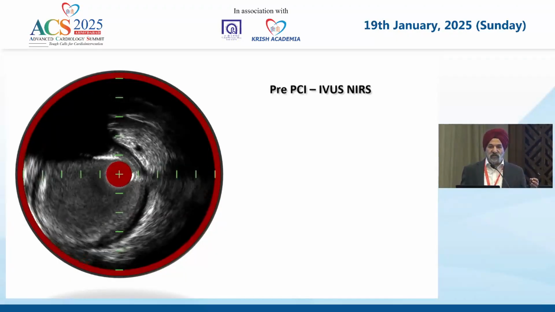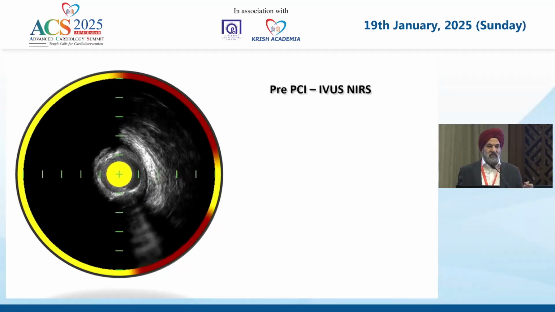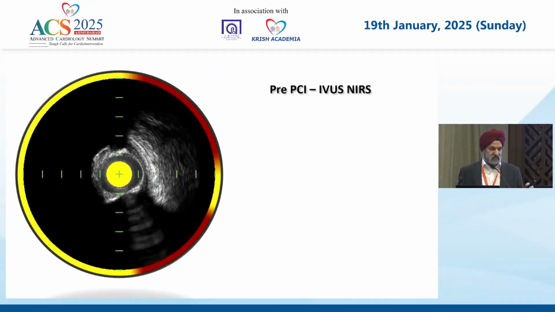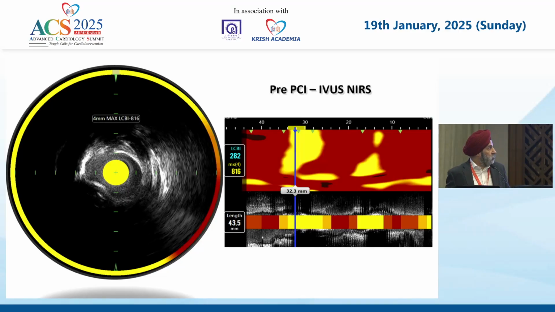We don't need any specialized atherectomy tools. This is a deformable nodule as defined on IVUS. The IVUS shows a lot of lipid here, and no wonder his score was very high. 816 was the max LCBI score. That means the lipid pool in this calcific so-called plaque or the nodule was to the tune of 81%.